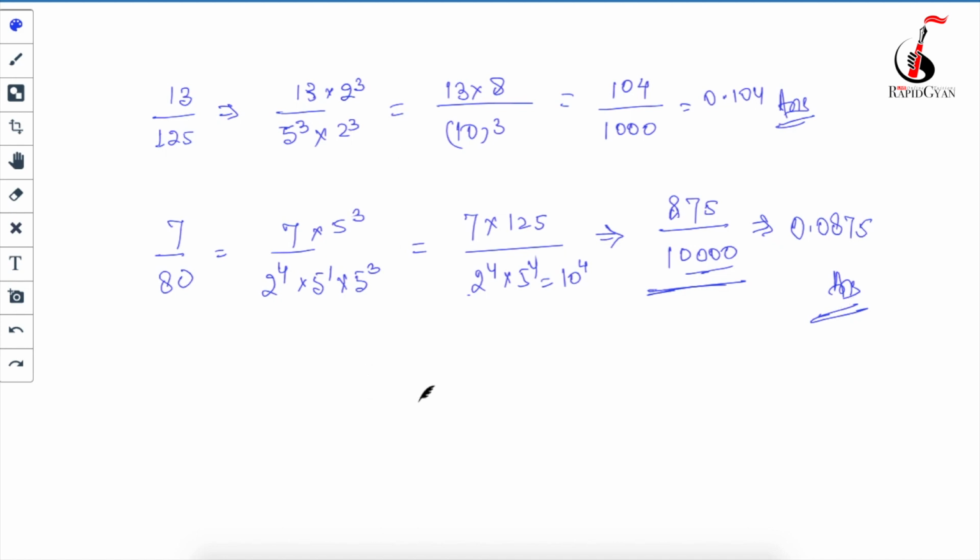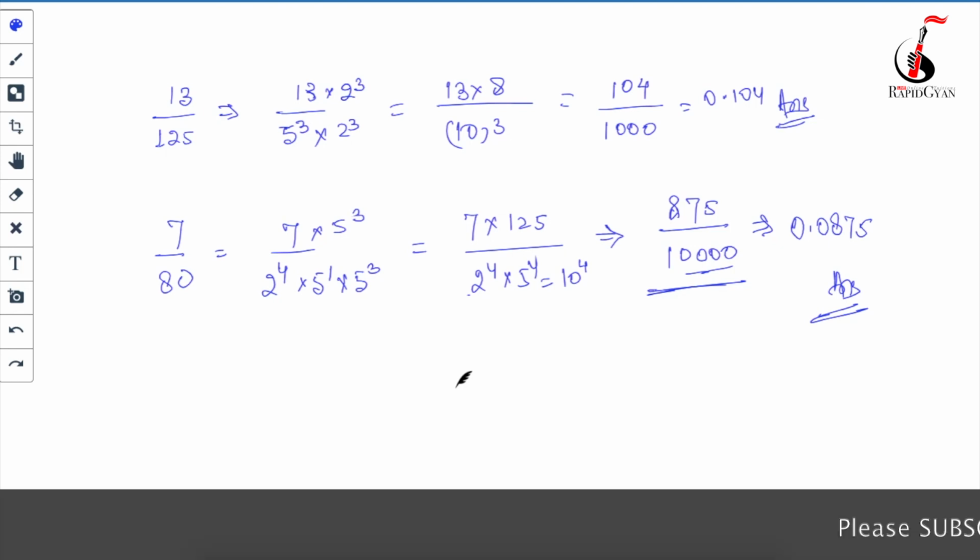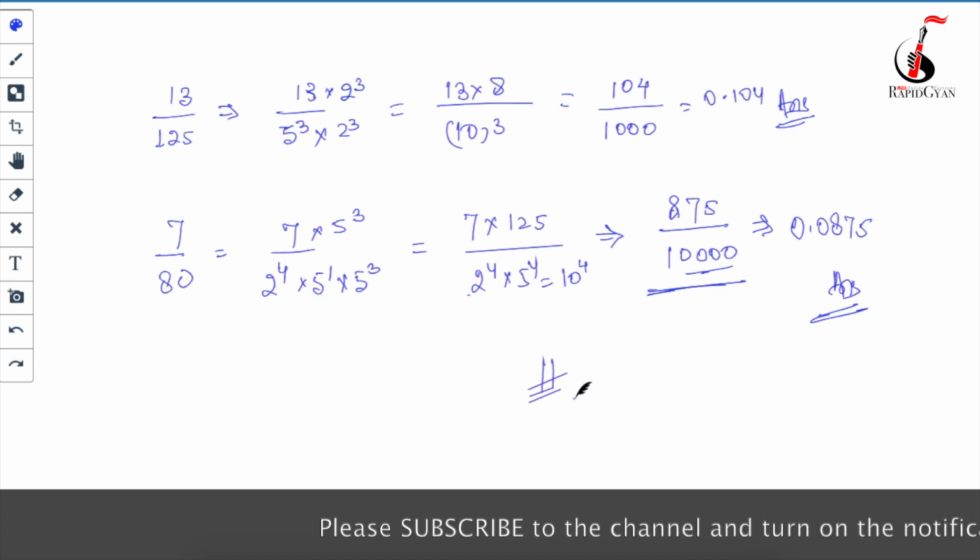Okay, so now what have you seen over here? You have seen that we can find the decimal expression of a rational number. If that rational number is terminating, then we can find its decimal expression without going for the division method. That's it from this chapter.